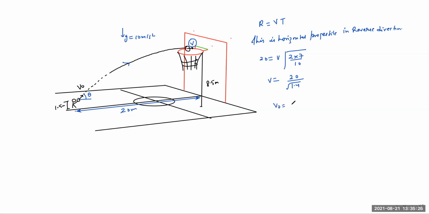So V naught is actually the final velocity, which is V square plus 2gh, if you remember. Or you can derive it from basics as you wish. So it's 20 square, which is 400 upon 1.4, plus 2 into 10 into gh. H is how much? 7. So V naught turns out to be 4000 by 14 plus 140. Okay, so it's a bad answer.